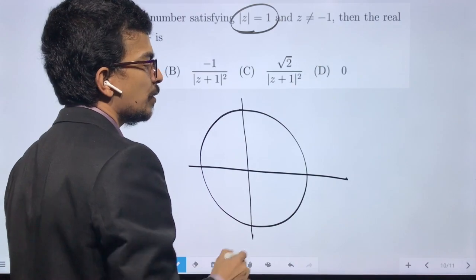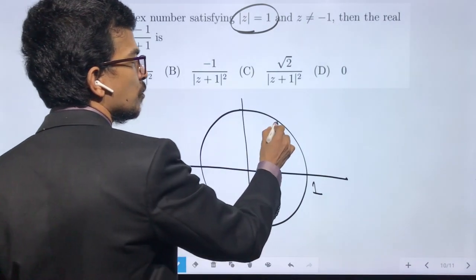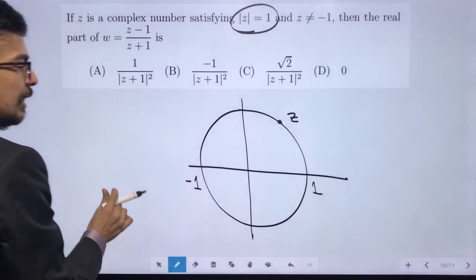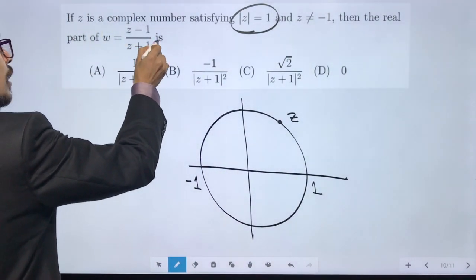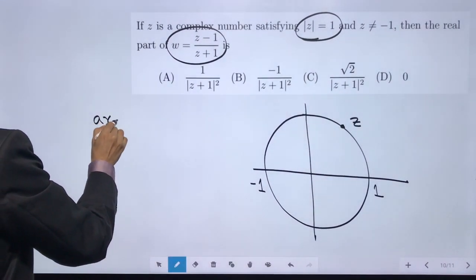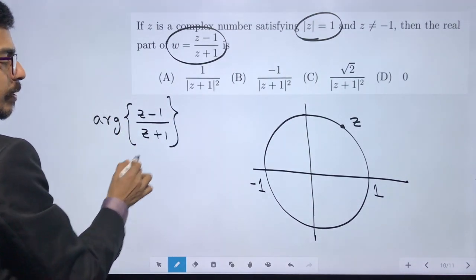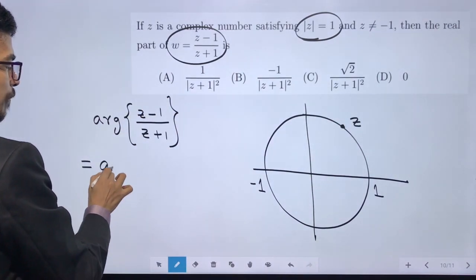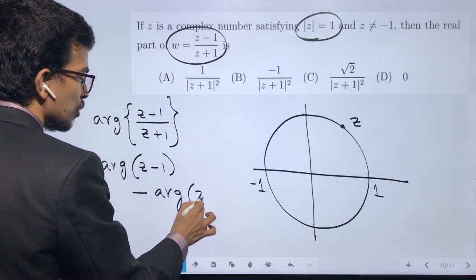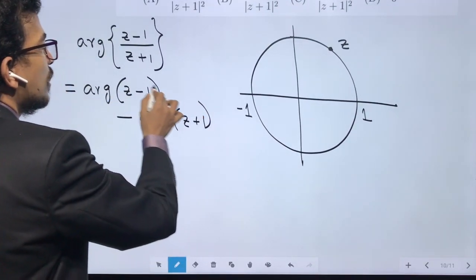z is any point on the unit circle, and this is our 1 and this is our complex number minus 1. Suppose we take z here. Now in this question, I'm going to look at the argument of this complex number. What will be the argument of z minus 1 by z plus 1? We know that argument of z1 by z2 is nothing but argument of z1 minus argument of z2, that is, argument of z minus 1 minus argument of z plus 1.